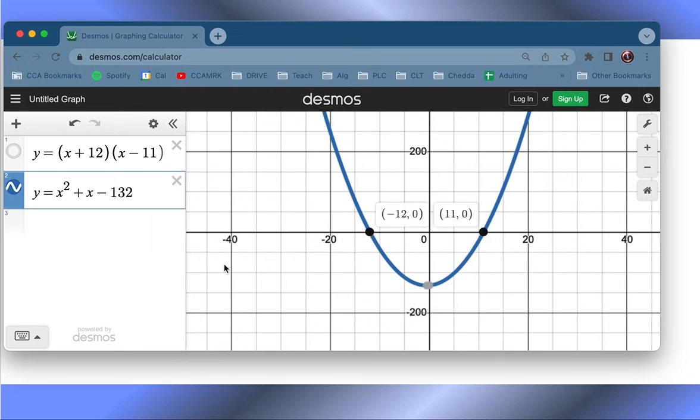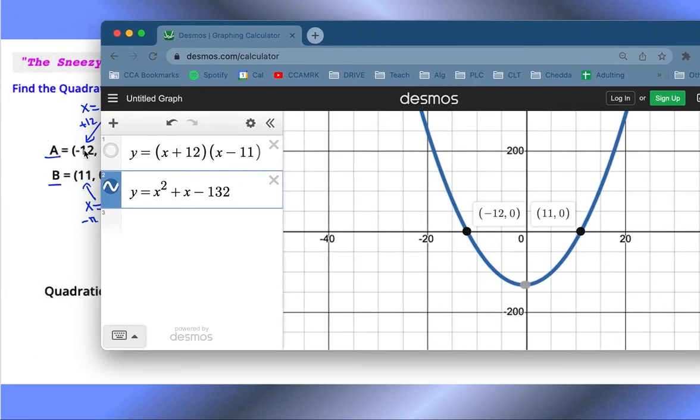So basically this problem, we just did the complete opposite. We started with the coordinate points, we made the binomials, and then the binomials made the quadratic function. In most of these lessons, you go the other way around. You start with the quadratic, you make the binomials, and then you get the solutions.